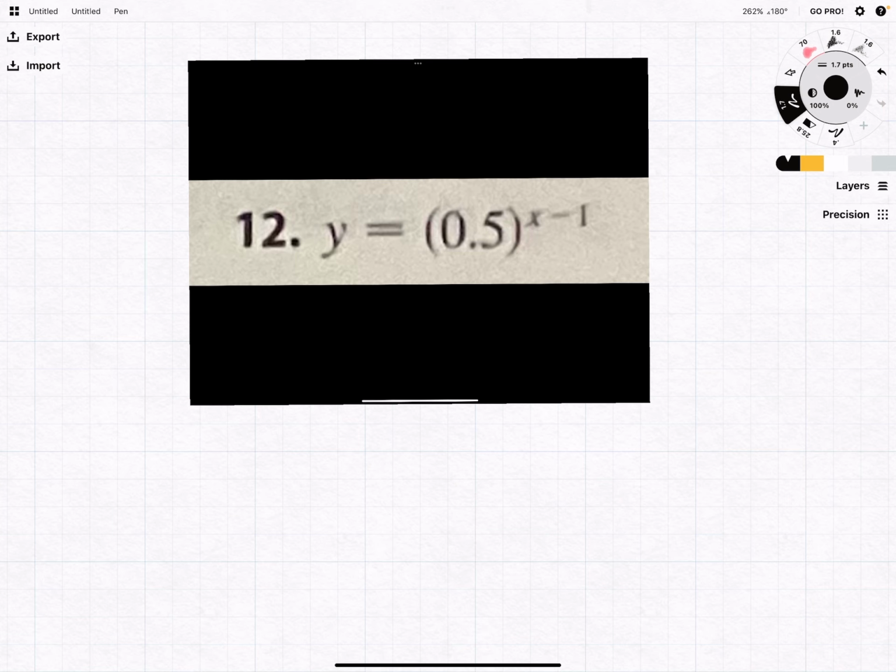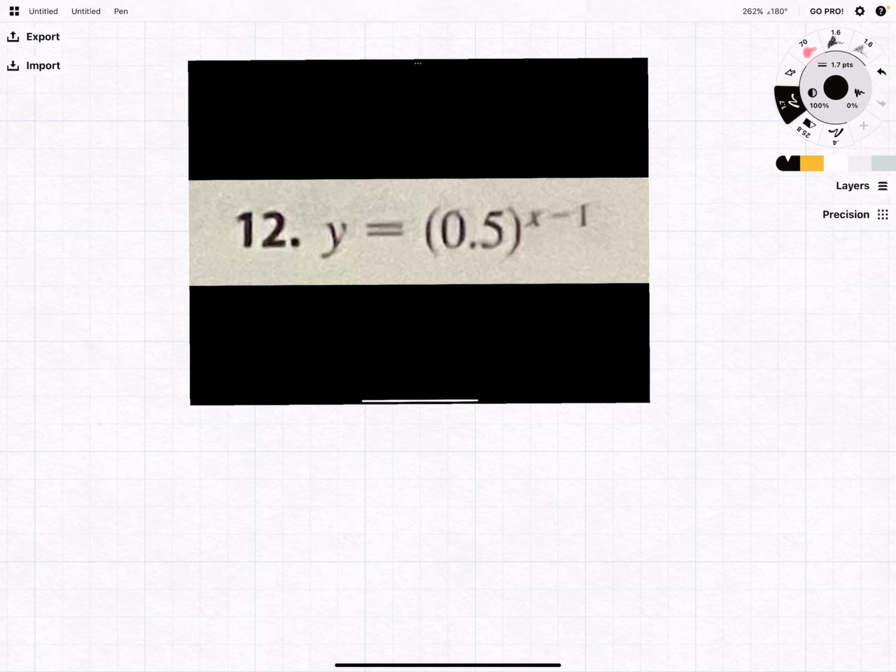This is Stewart Calculus, 8th edition, section 1.4, problem number 12. For this problem, we're supposed to make a rough sketch of the graph, not really using a calculator or anything, just observing the transformations of the graph and sketching it accordingly.